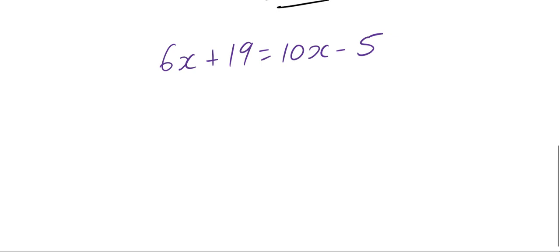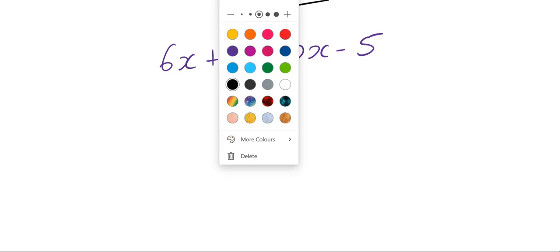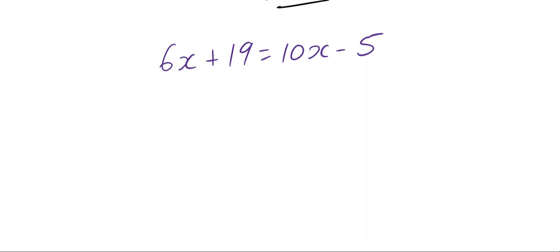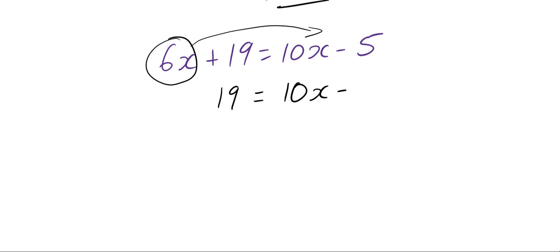Alright, let's say in this question here, I've got 6x plus 19 equals to 10x take 5. So let's look at what I need to move over to the other side. So I want my letters on one side, my numbers on one side. It doesn't matter which one I move. I'm going to move 6x over, because if I move it over to this side, then I'm still dealing with positive numbers. So on this side, I've got left 19, 10x take 5, and I've brought over a 6x, which now becomes a take 6x.